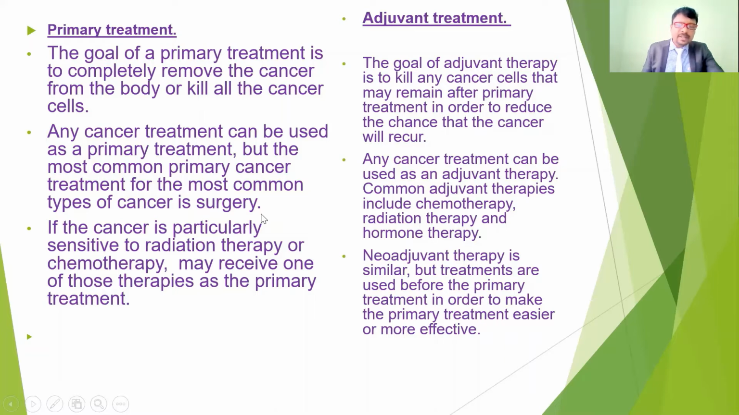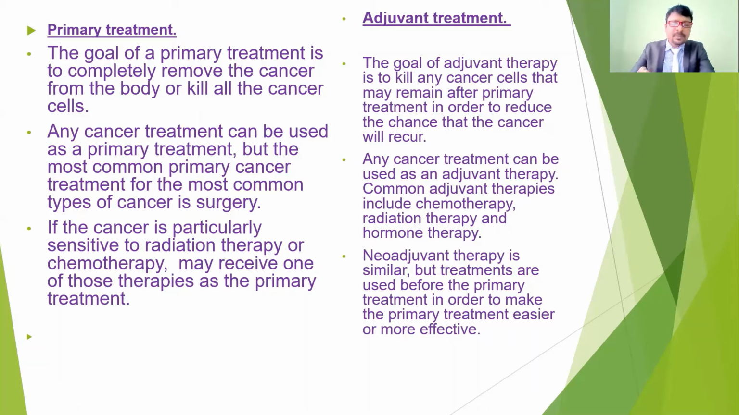If the cancer is particularly sensitive to radiation therapy or chemotherapy, the patient may receive one of these therapies as the primary treatment. So the three major primary treatments are the surgical procedures, radiation, and chemotherapy. Surgical procedure means removal of the tissue which is involved in the cancer. In chemotherapy, special drugs for cancer are used to kill the cancer cells.